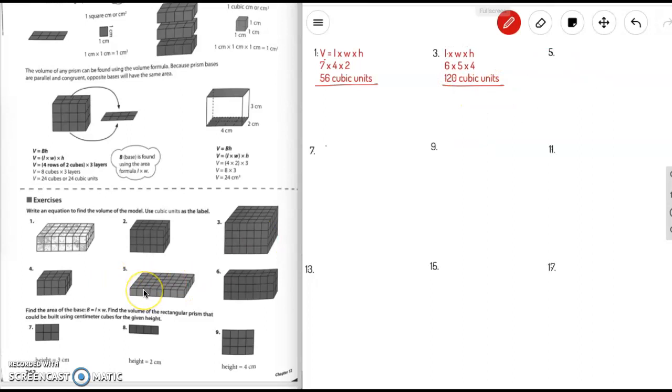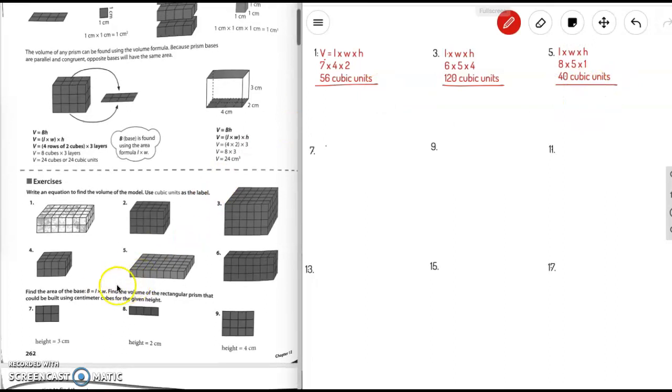Number 5, we got length again, times width times height. So length, 1, 2, 3, 4, 5, 6, 7, 8. Width, 1, 2, 3, 4, 5. And the height is just 1. It's pretty short. And that equals, very good.